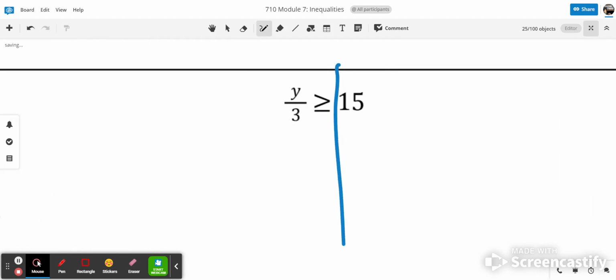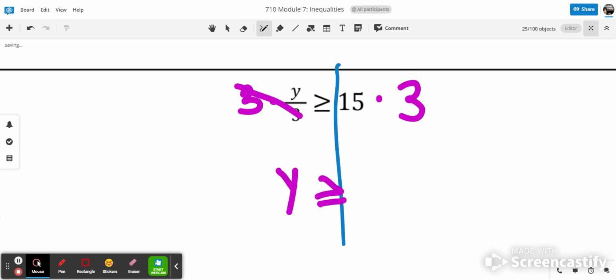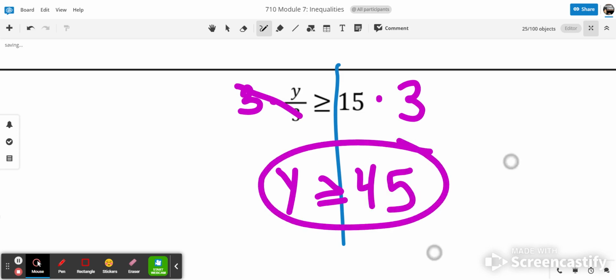Start by solving. We draw our line. I've got y divided by 3 is greater than or equal to 15. So this is where our inverse operations are really important. We want to make sure that we know how to solve these. The opposite of division is multiplication, so we're going to multiply each side by 3. And we're going to get y is greater than or equal to 15 times 3, which gives us 45. So y is greater than or equal to 45.